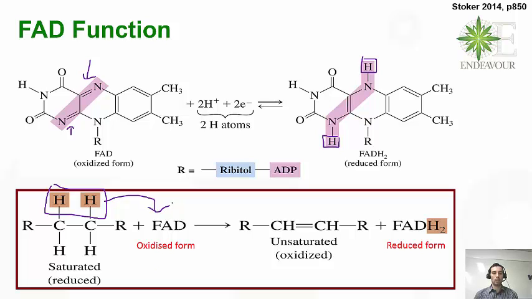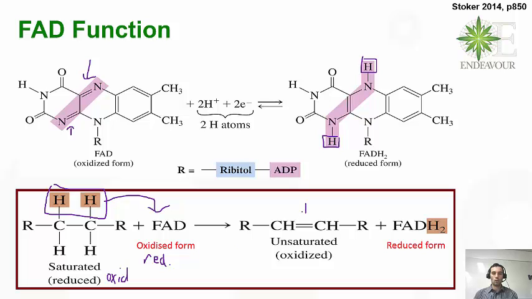So this is a redox reaction. In this case, the saturated compound is being oxidized, and FAD is being reduced. So we reduce FAD and we oxidize our saturated compound. Although they're in the oxidized and reduced forms, it actually does the opposite in the redox reaction. So the FAD has the capacity to take on an extra two hydrogens, and those hydrogens come off our saturated biological molecule.